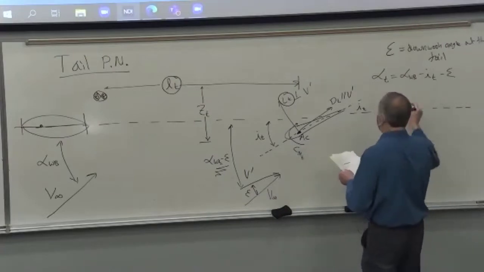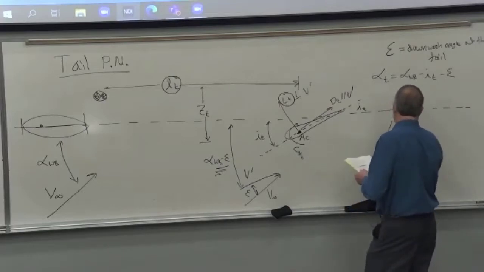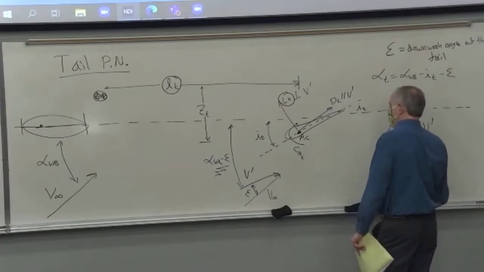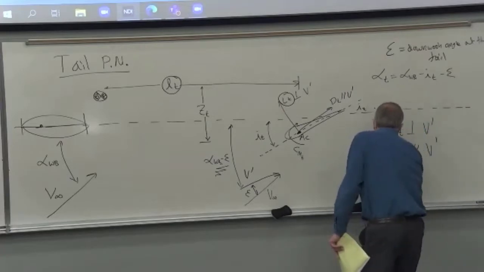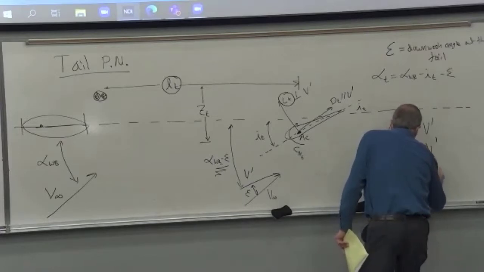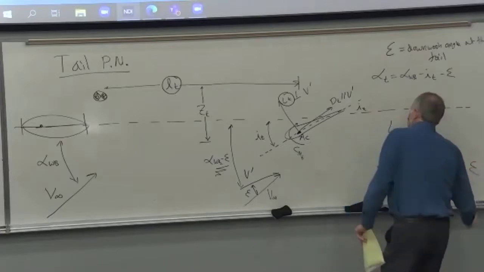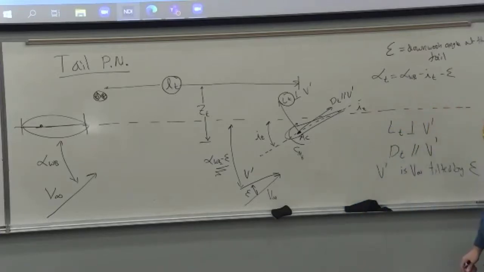All right, just add some notes here. The lift of the tail is perpendicular to V prime, and the drag of the tail is parallel to V prime. V prime is V infinity tilted by that downwash angle epsilon. So all that stuff is happening at the tail.